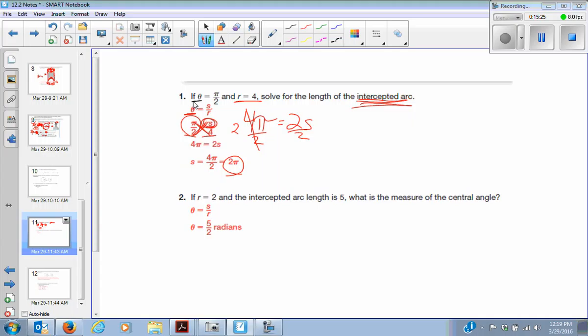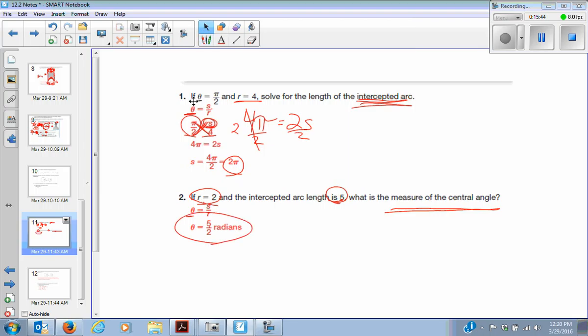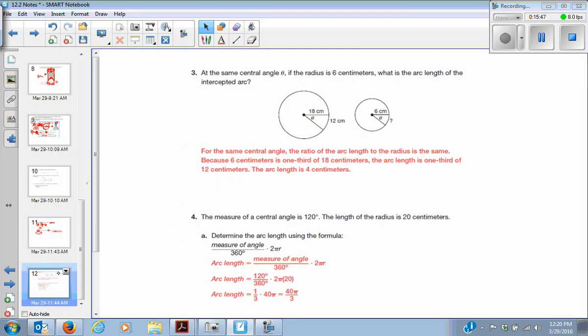All right? Number 2, if r equals 2, and the intercepted arc length is 5, what is the measure of the central angle? Well, remember, theta, or the measure of the central angle, equals the length of the intercepted arc divided by r. So all it is, they just took 5 divided by 2, and boom, that's my answer. Last 5. Done a good job tonight.